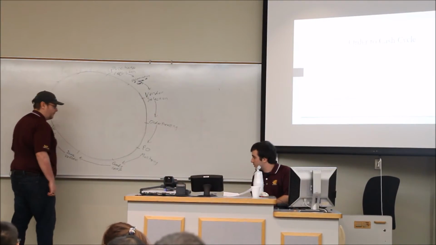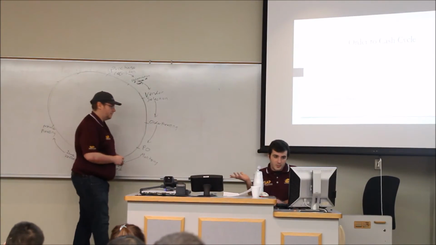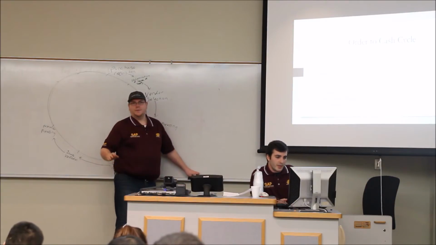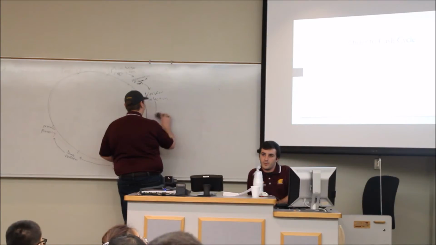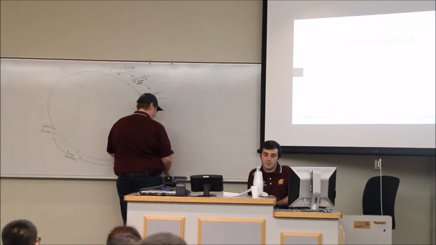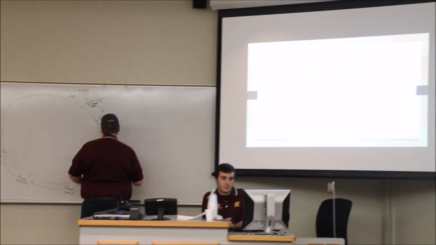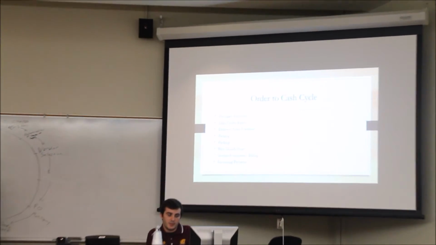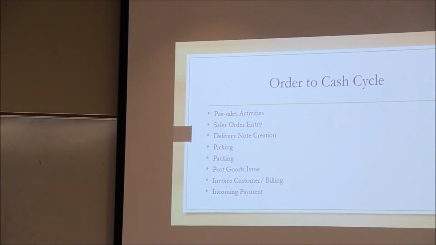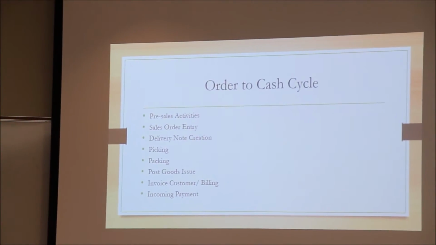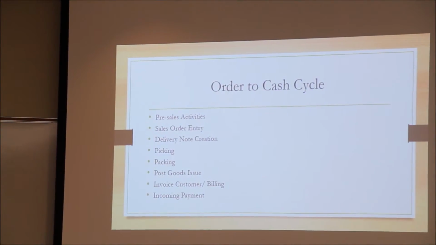All right, our next cycle, which Vanna will draw us another circle, is the order to cash cycle. This is when you are the seller of the material and someone is buying products from you. First is the pre-sale activities. These are kind of like determining source of supply, except it's on the other end.